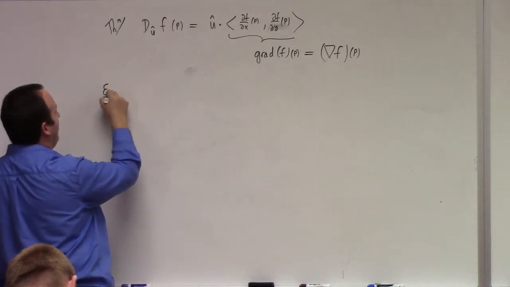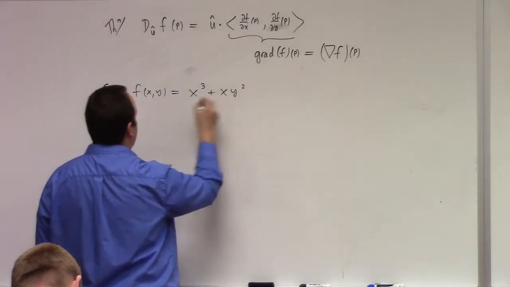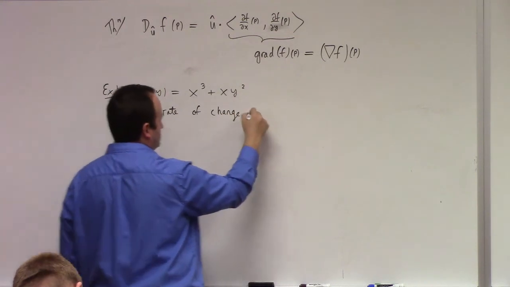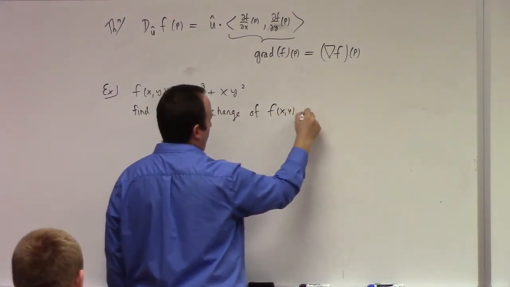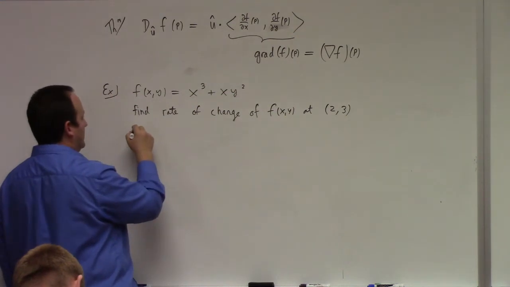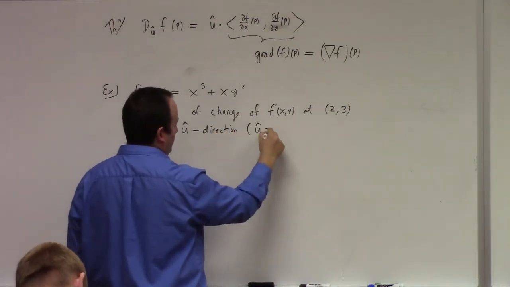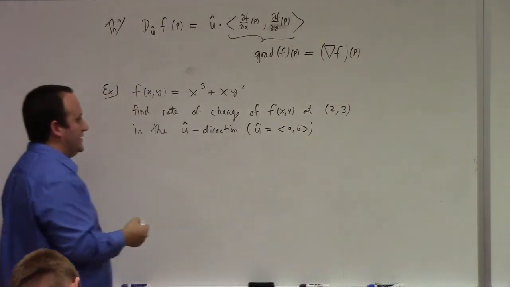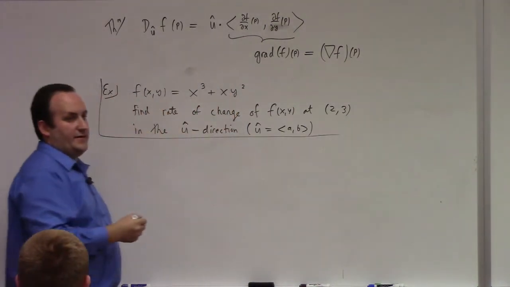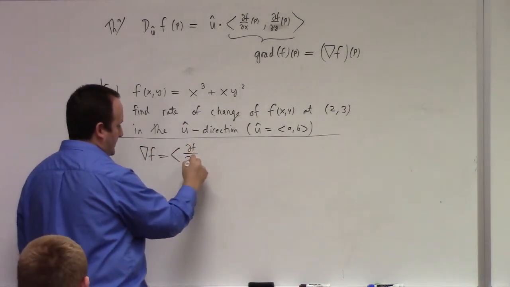So, for example, if we have f of x comma y equal to x cubed plus xy squared, and I want to find the rate of change of f of x y at some point, let's say 2, 3, in the u hat direction. So I'll let u hat equal a b. I'm going to keep it arbitrary here to get the most out of this example, though. What do I do? I calculate the gradient of f. It is nabla f, which is partial f partial x, comma partial f partial y.